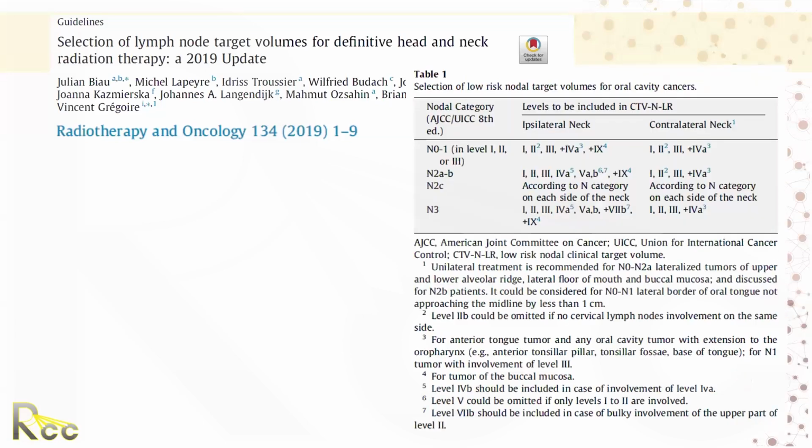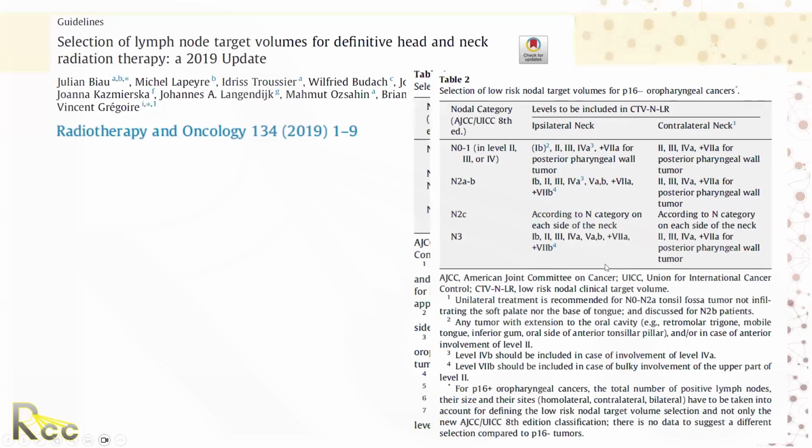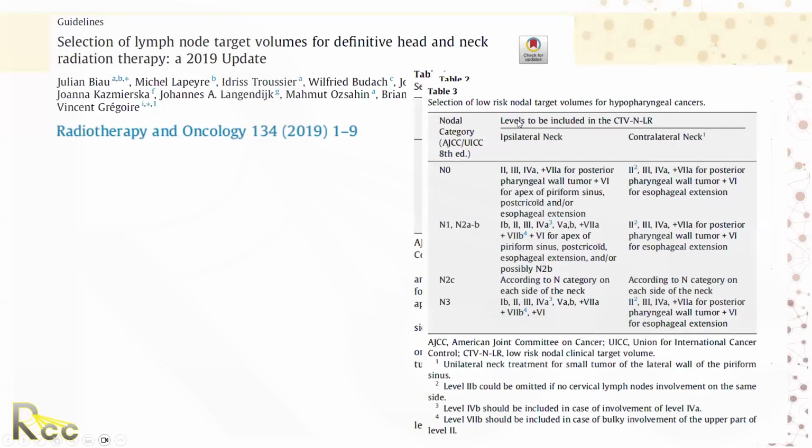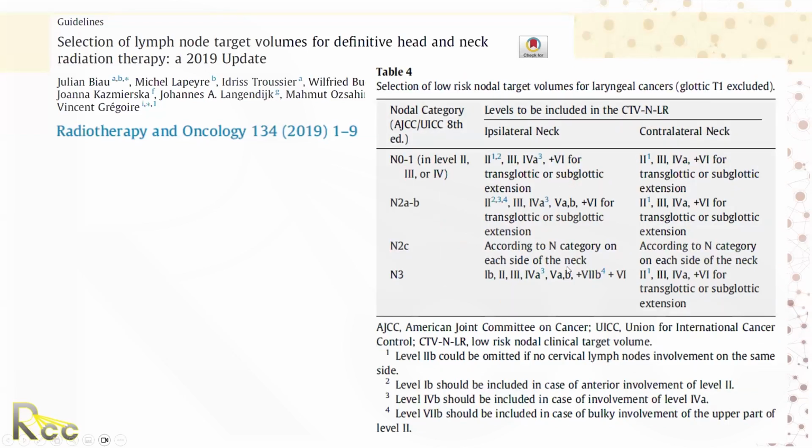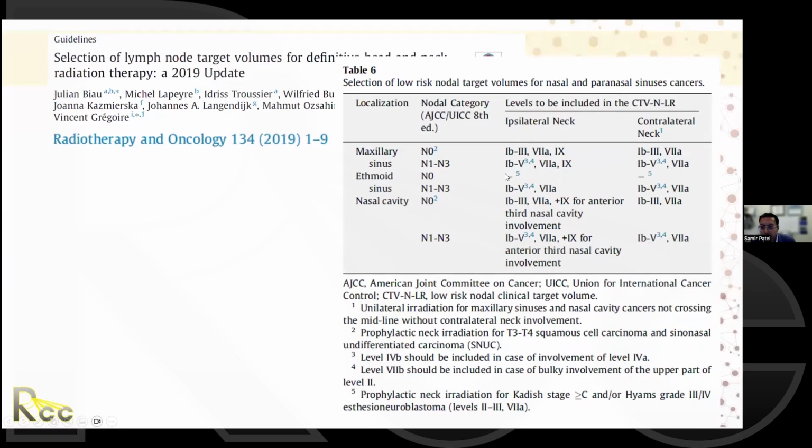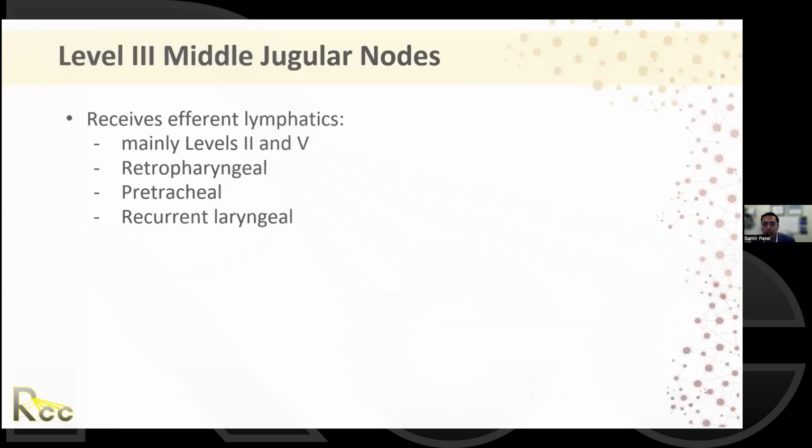If you see them, for example, oral cavity cancers cover 3 and 4. Oropharyngeal cancers, hypopharyngeal cancers, laryngeal cancers, even nasal and paranasal sinus tumors, you may consider treating levels 3 and 4. I just wanted to emphasize why we're reviewing these target volumes: frequently levels 3 and 4 are going to be part of your lymph node CTV.